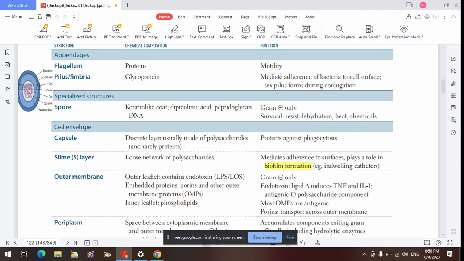The pilus is for conjugation. What is conjugation? It is the ability of bacteria to come together and transmit genetic material from one cell to another cell across a bridge. So they will come together. That sex pilus is going to form a mating bridge.